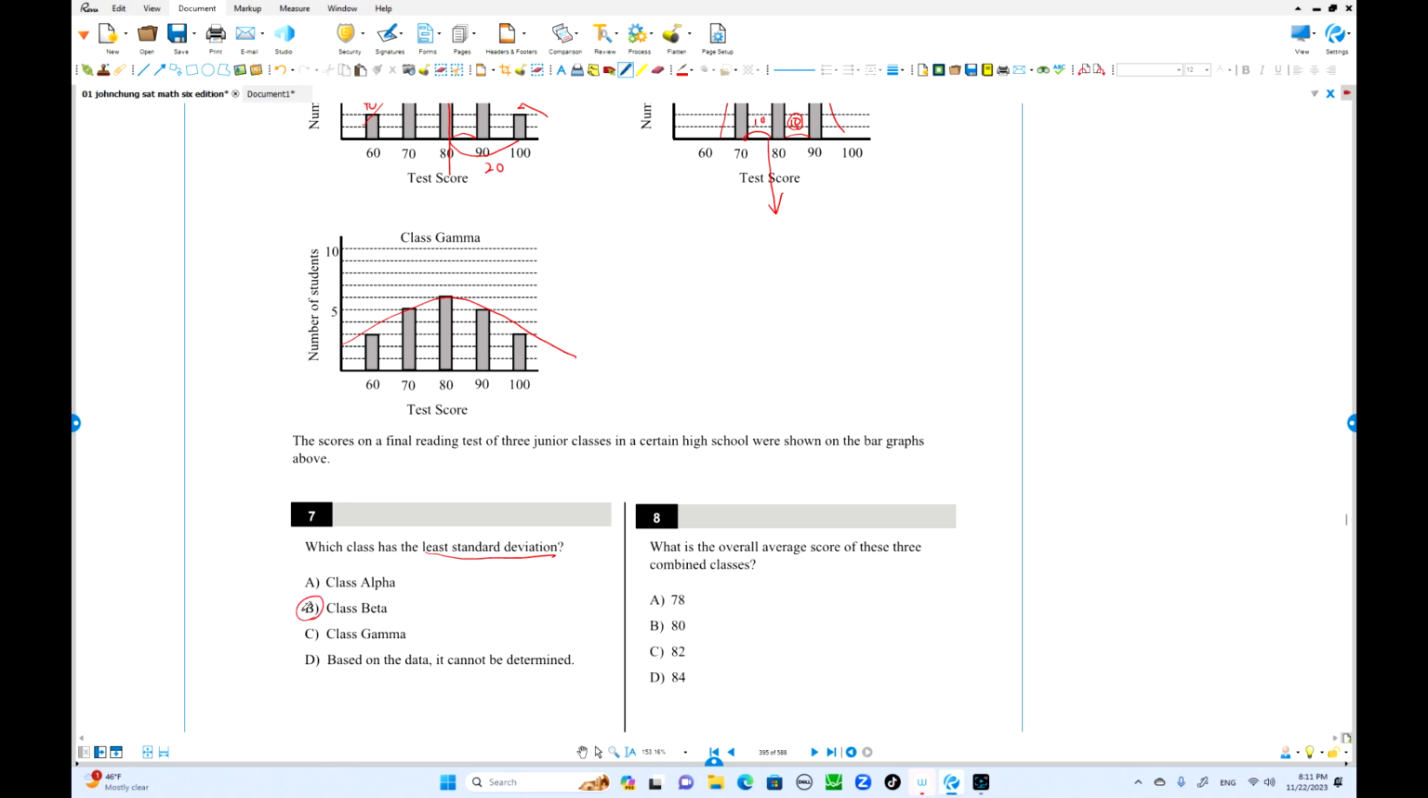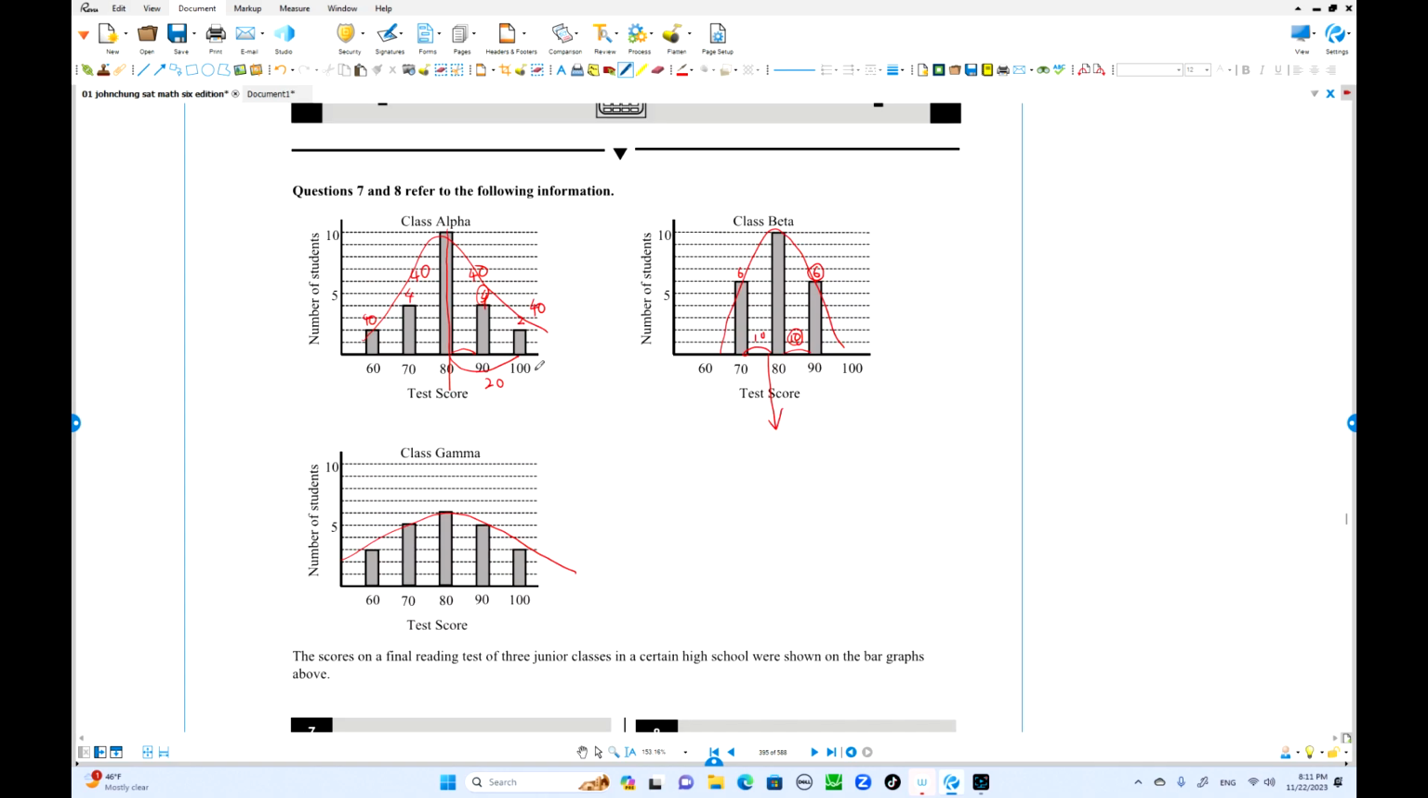Okay. Number 8. What is the overall average score? When you take a look over here, actually you don't need to calculate, because where is the average? This is the average, right? To the right 4, to the left 4, same height over here. This is exactly in the middle. That's the average. This average is 80. Also, this average is 80, right?